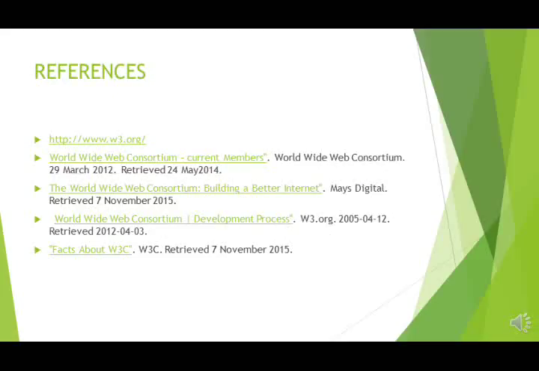And these are the references from which I got the data. The first one is, of course, W3.org, which is the main website of the World Wide Web Consortium.